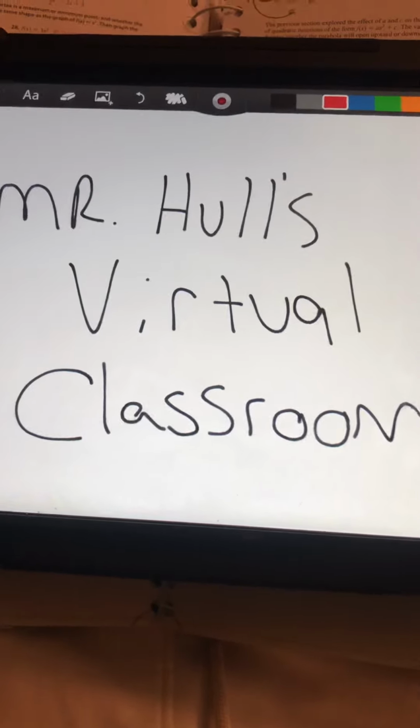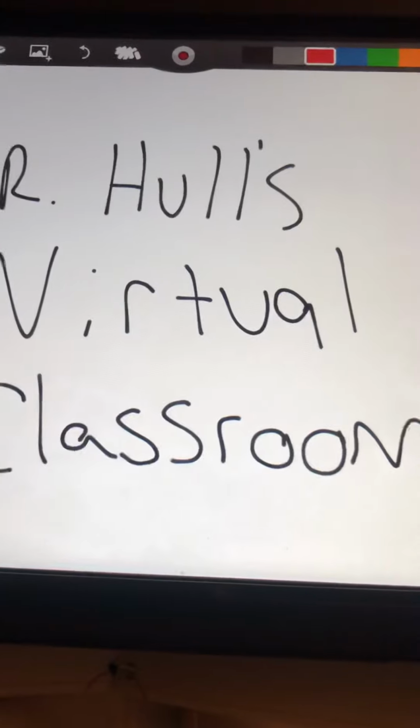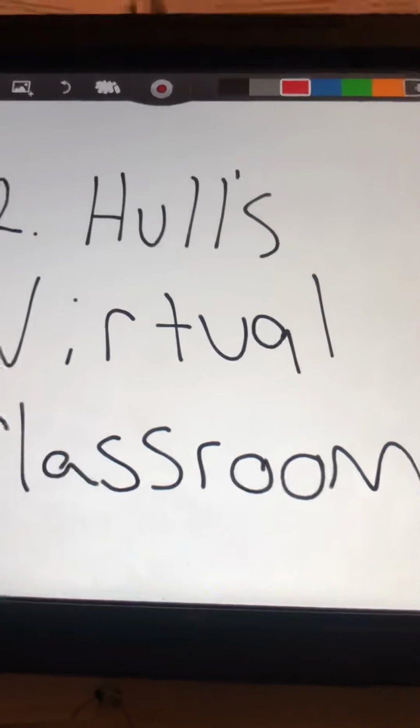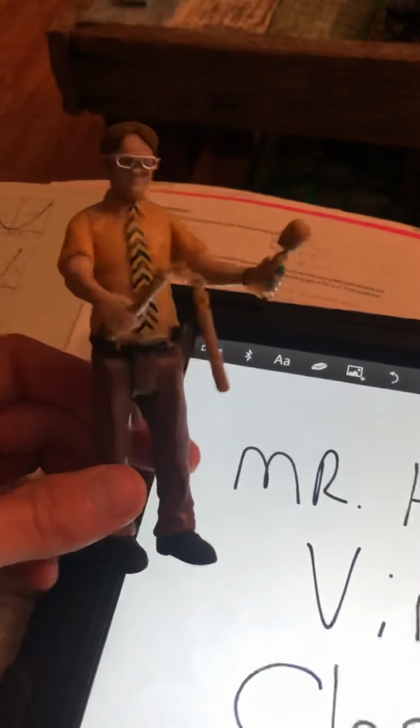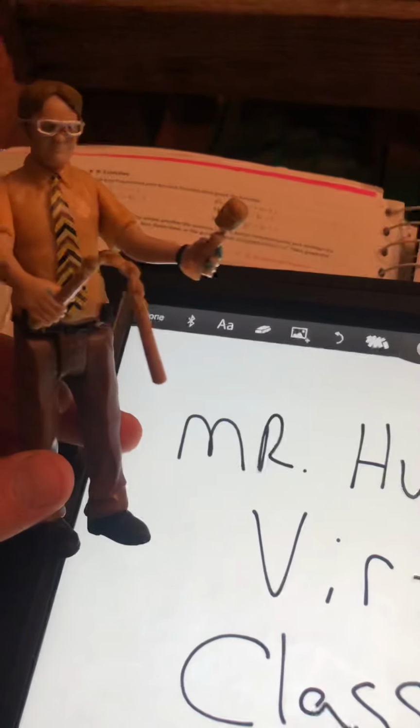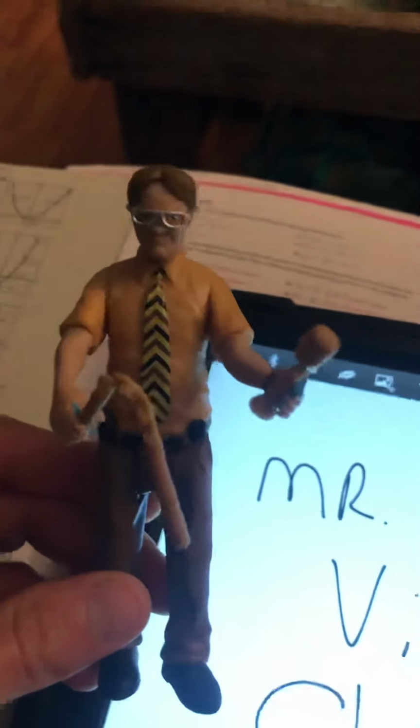We're not going to have it projected to the TV, but I do have my trusty sidekick coming in to help today. Again, Mr. Dwight K. Schrute. He wants to step in and talk to you guys today about doing some quadratic functions. Oh, hey, Dwight.